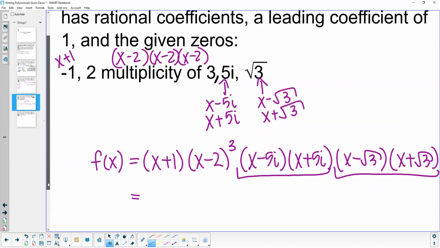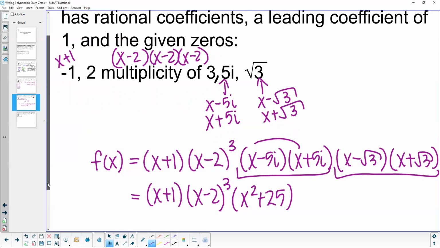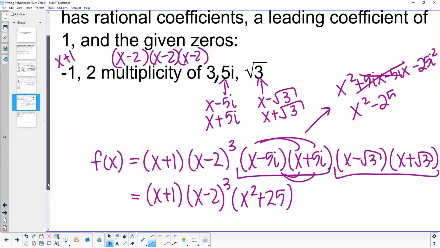So in this case, we're going to end up getting x plus 1, x minus 2 to the power of 3. These two will end up combining to x squared plus 25 if we were to FOIL that out there. And if you would like to see that FOILing, I'm going to write it right here. We get x squared plus 5ix minus 5ix minus 25i squared. And these in the middle will cancel each other out. So we get x squared minus 25i squared. But remember, i squared is defined as -1. So x squared minus 25 times -1 is how we get that x squared plus 25.